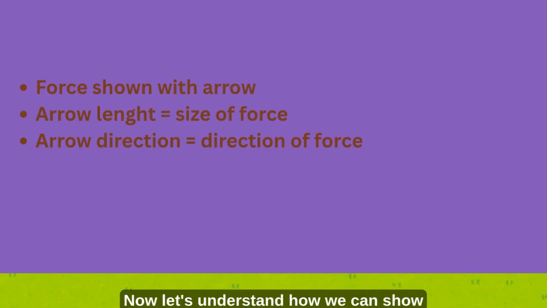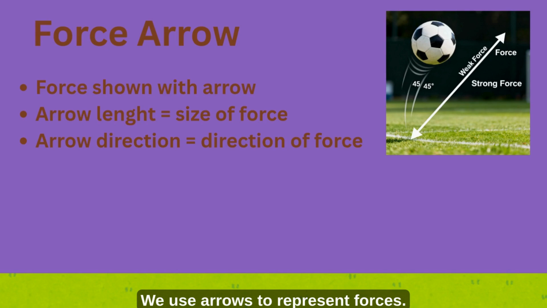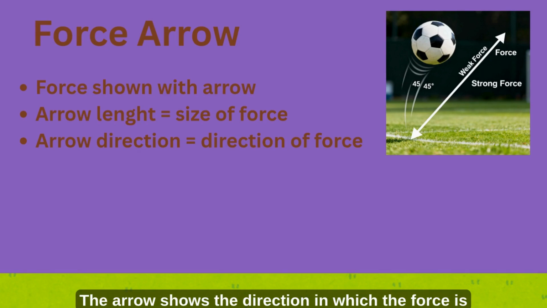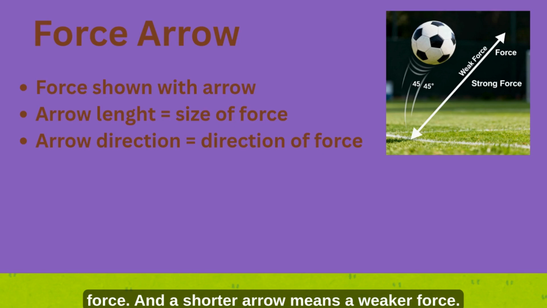Now let's understand how we can show a force on an object. We use arrows to represent forces. The arrow shows the direction in which the force is acting. The length of the arrow shows the size or strength of the force. So a longer arrow means a stronger force and a shorter arrow means a weaker force.